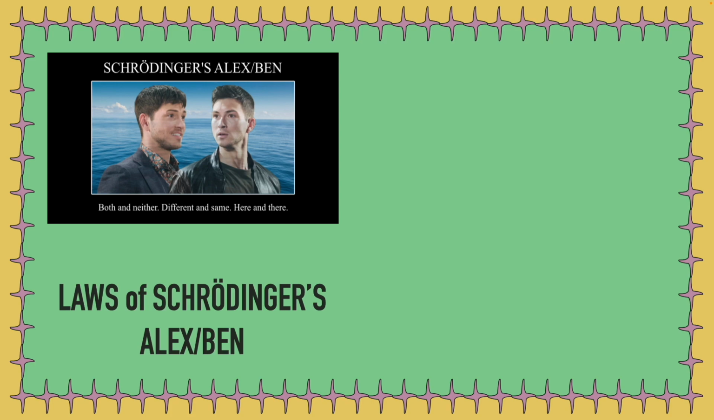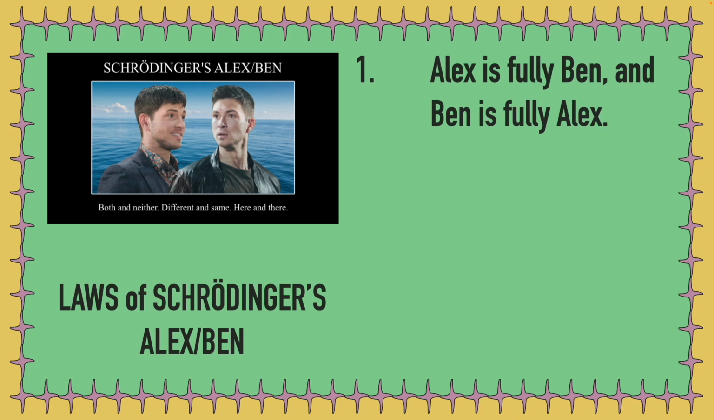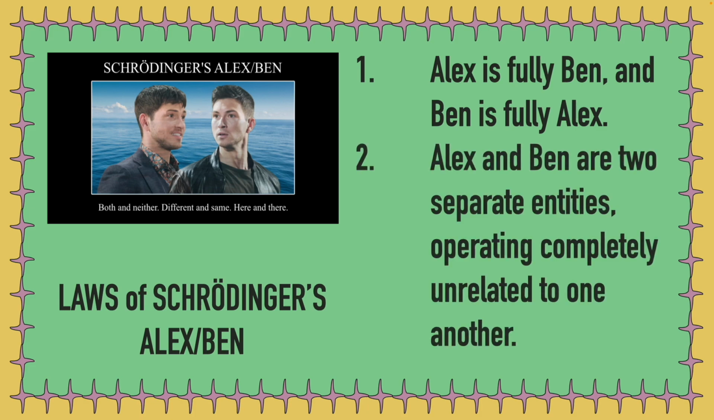So, number 1, Alex is fully Ben, and Ben is fully Alex. Now, this may seem like a very abstract and weird idea, but you've got to trust me because I'm an expert in this. They are fully each other, but also you have to consider, number 2, Alex and Ben are two separate entities operating completely unrelated to one another, and that's also important. The two laws are like the two ends of a bridge. They go hand in hand, and you have to believe both of them fully.